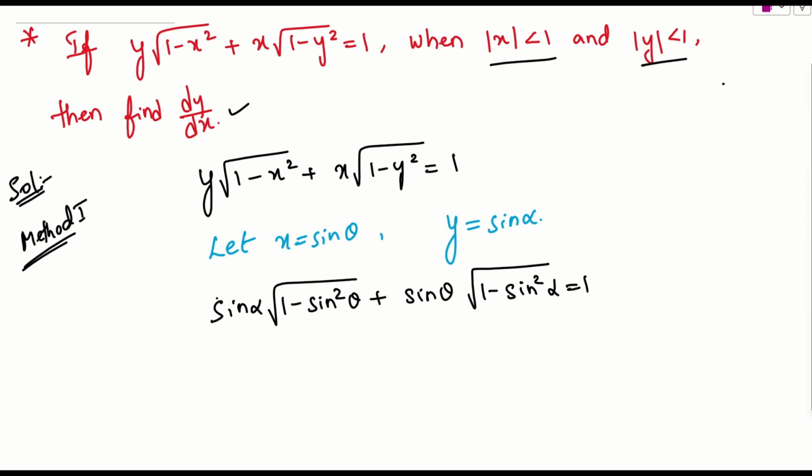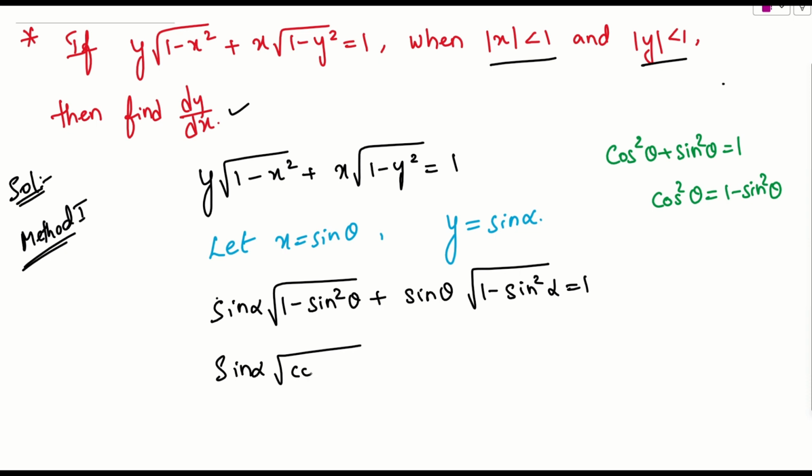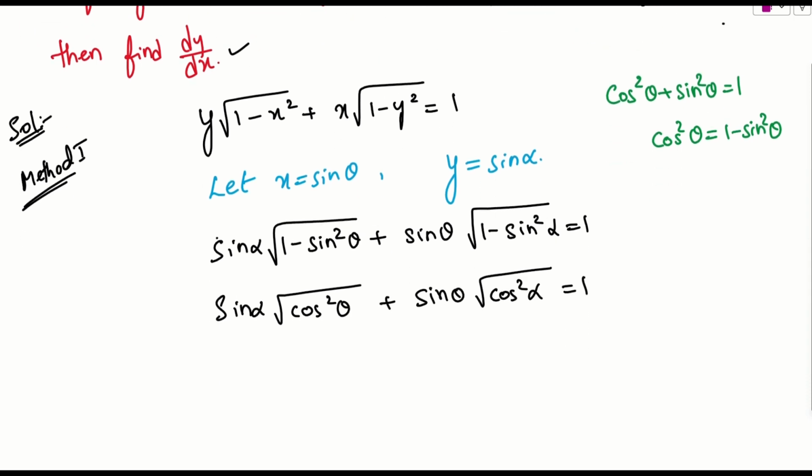If you check properly, we have one formula. We know that cos squared theta plus sine squared theta is always 1. So from this, I can conclude cos squared theta is 1 minus sine squared theta. In the same formula, I will be applying it here. This is sine alpha times the square root of cos squared theta, plus sine theta times the square root of cos squared alpha, is equal to 1. We can cancel the square and the root. What we get here is sine alpha cos theta plus sine theta cos alpha is equal to 1.